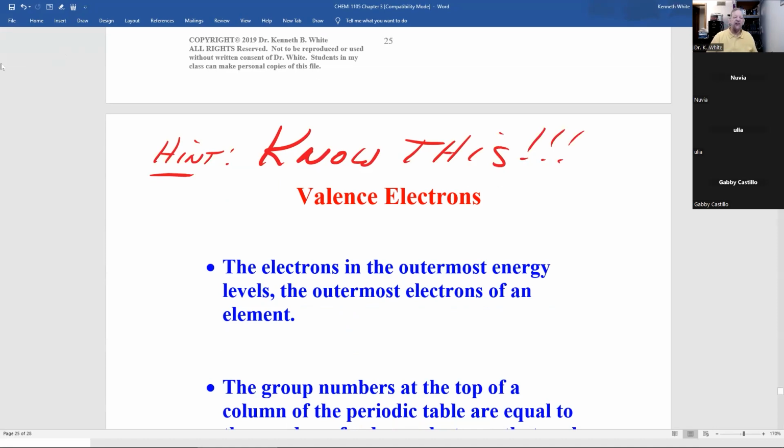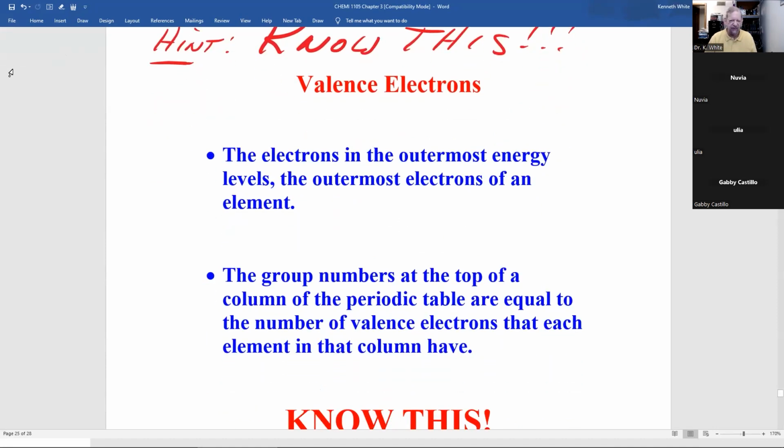All right, there's something called the valence electrons. And Dr. White loves valence electrons, I really do. What are the valence electrons? You should know the definition. The valence electrons are the electrons in the outermost levels. Another way of saying that, they're the outermost electrons of an element.